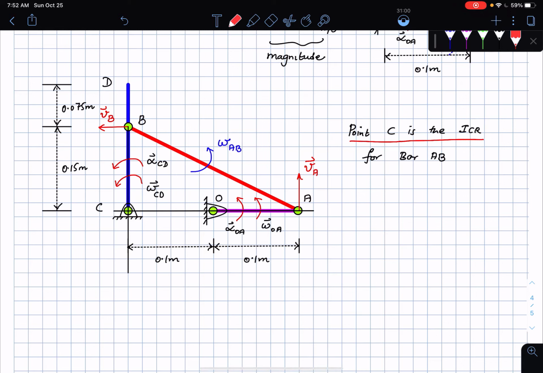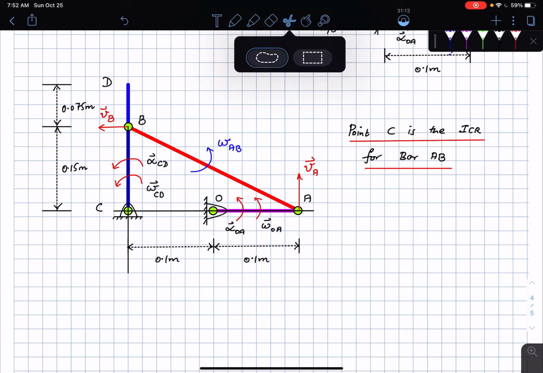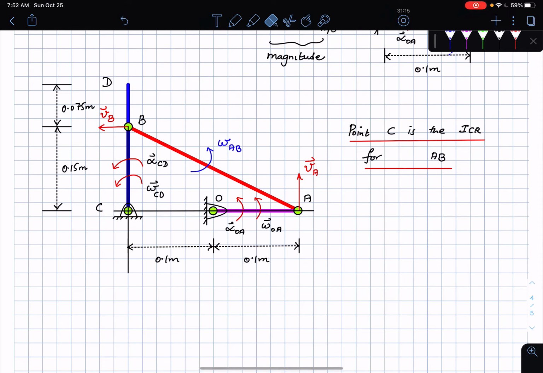It is not an ICR for other things, it is an ICR for bar AB. It is a fixed point for the bar CD, and point O is a fixed point for the bar OA. So this is the ICR for just the bar AB, not for anything else.